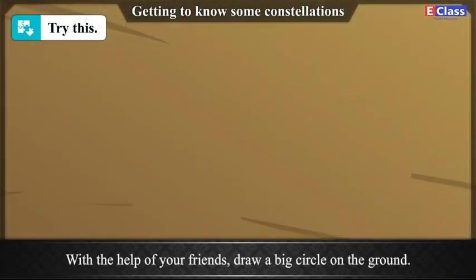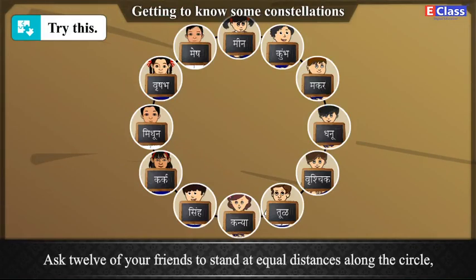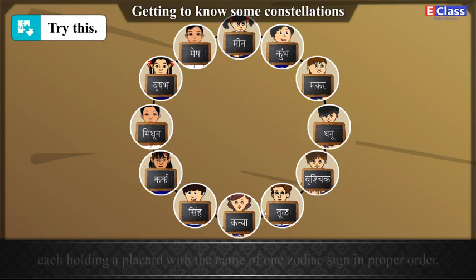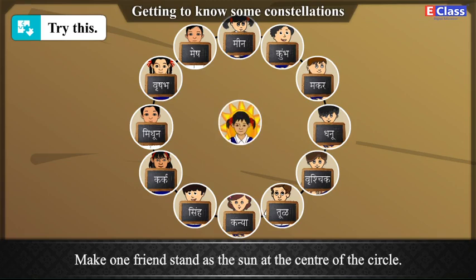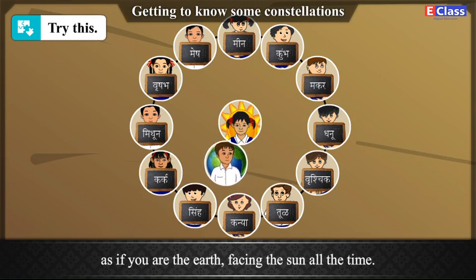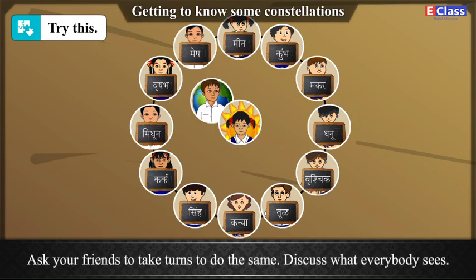Try this. With the help of your friends, draw a big circle on the ground. Ask 12 of your friends to stand at equal distances along the circle, each holding a placard with the name of one zodiac sign in proper order. Make one friend stand as the sun at the center of the circle. Now, move along a smaller circle around the sun as if you are the earth facing the sun all the time. What do you notice as you move along this circular orbit? Ask your friends to take turns to do the same.